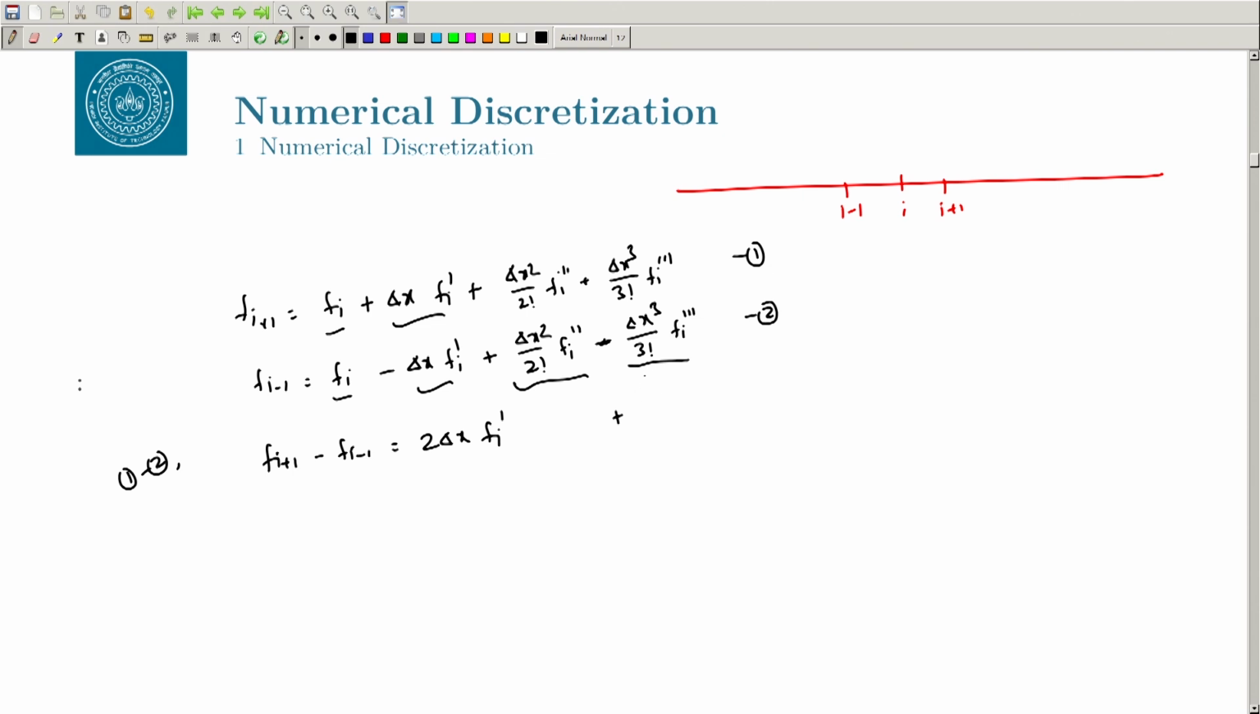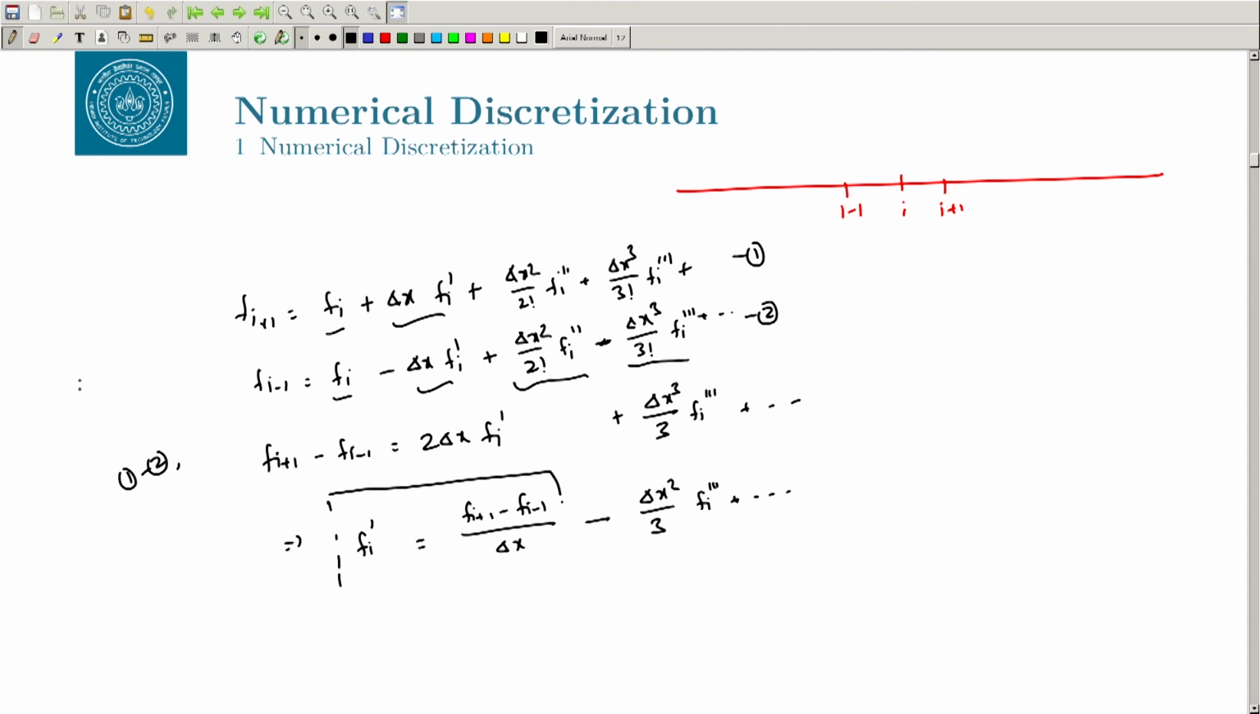That will become 2 by factorial 3. So that will be 1 by 3, this will become delta x cube by 3 f I triple prime, right, and then there will be other terms. So, you can write f I prime would be f I plus 1 minus f I minus 1 by 2 delta x, minus delta x square by 3 f I triple prime and so on and so forth, right.